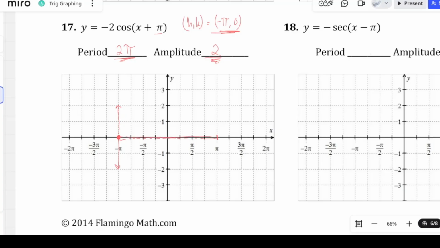There's a 2 pi period. It's flipped cosine, so it's going to start low instead of high. Oh, I forgot to quarter my period, half, and then quarters. Low, middle, high.